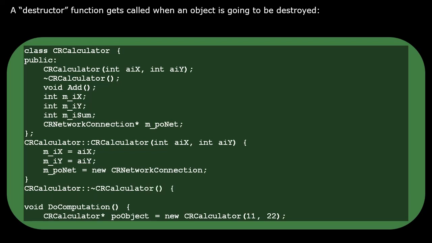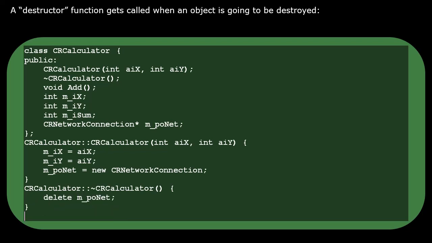You should think of a constructor and a destructor as partners. A destructor's job is often to undo any action that occurred in the corresponding constructor.